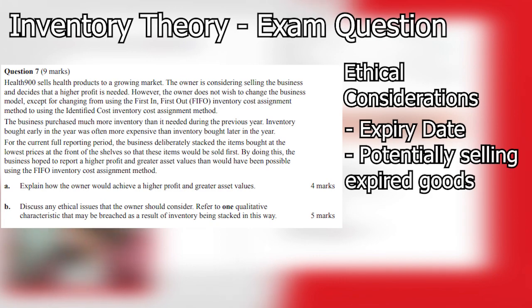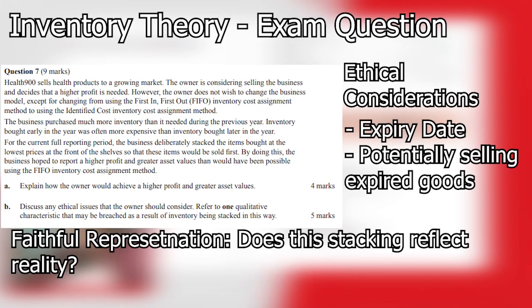I think also if you were to look at qualitative characteristics like the question asked, I think faithful representation is the most obvious, because you're not faithfully representing the business, because you're saying you've got this inventory on hand and you're stacking it this way and it's going to expire, so some of it probably has expired, and so that's a problem. I think that's where the issue is.